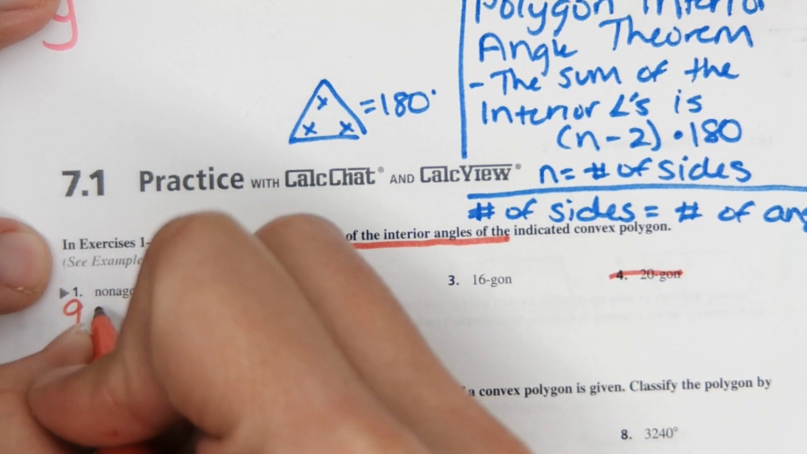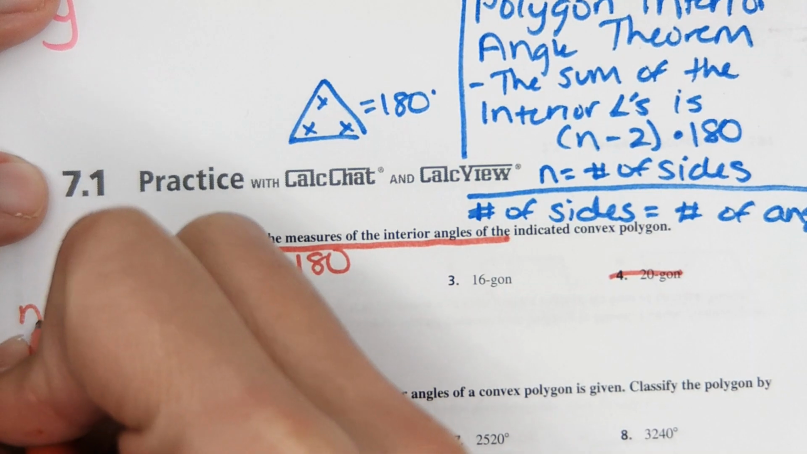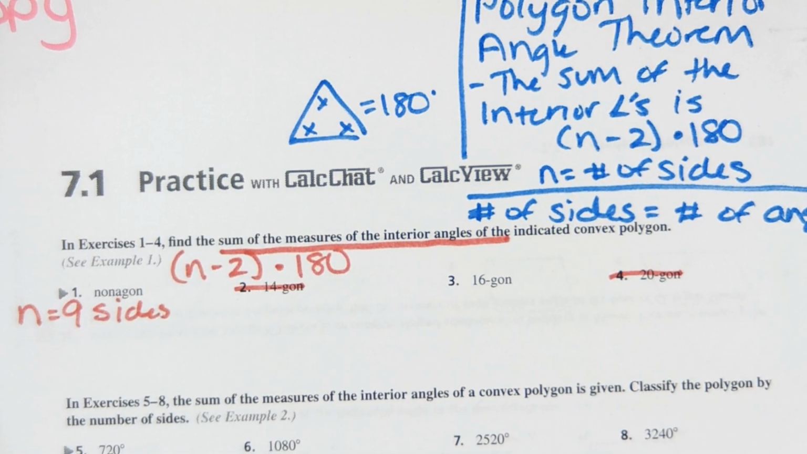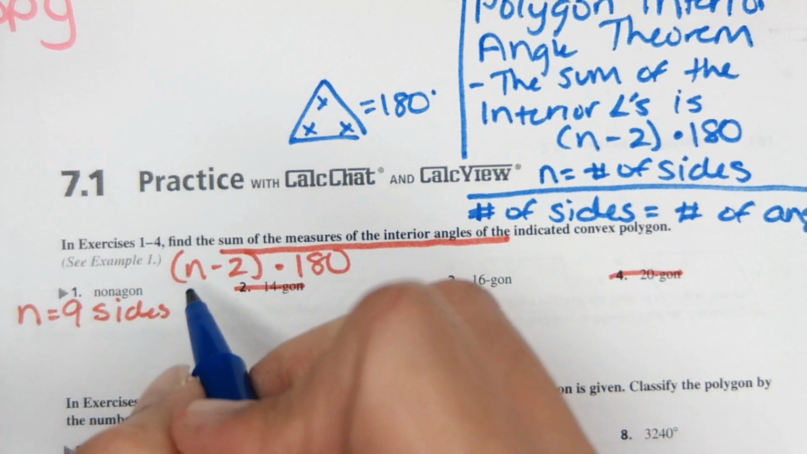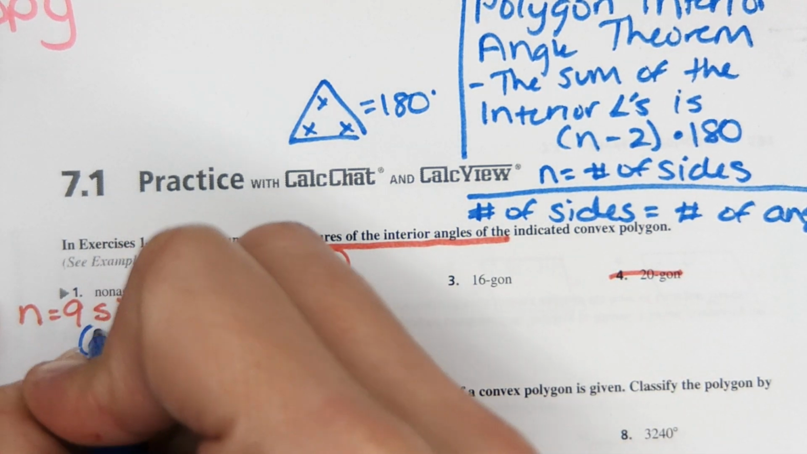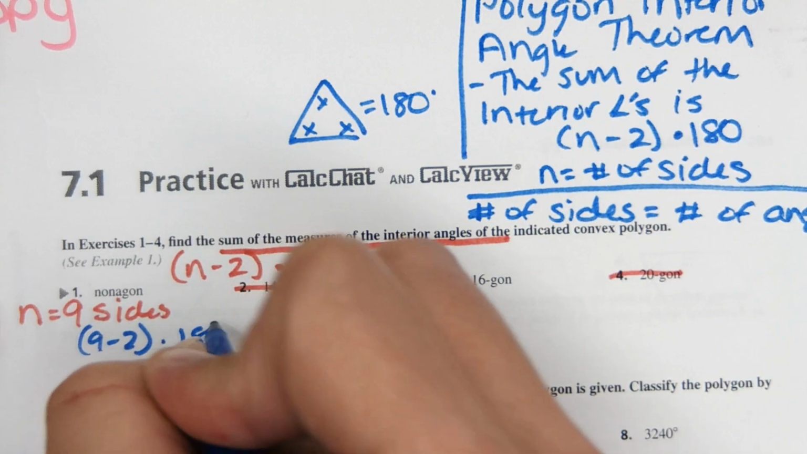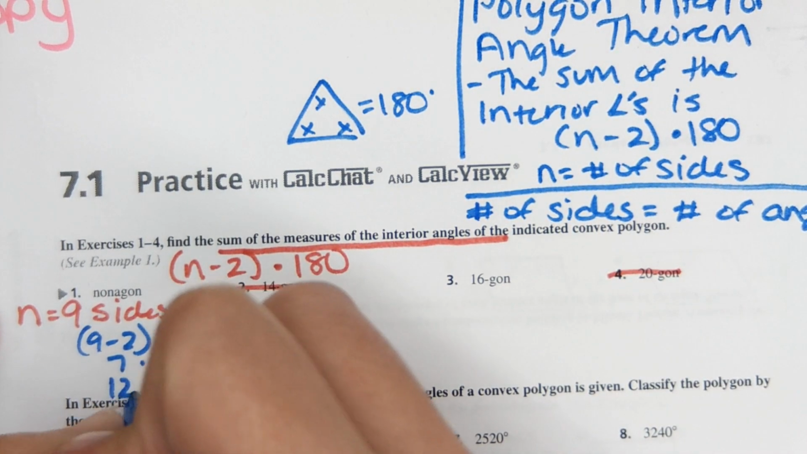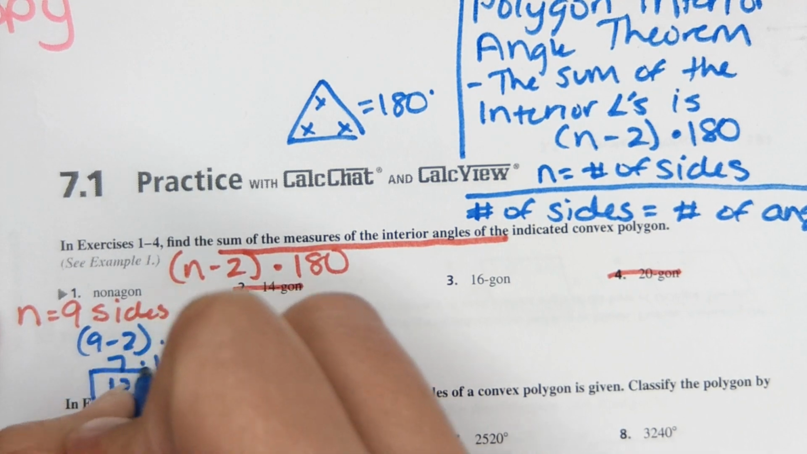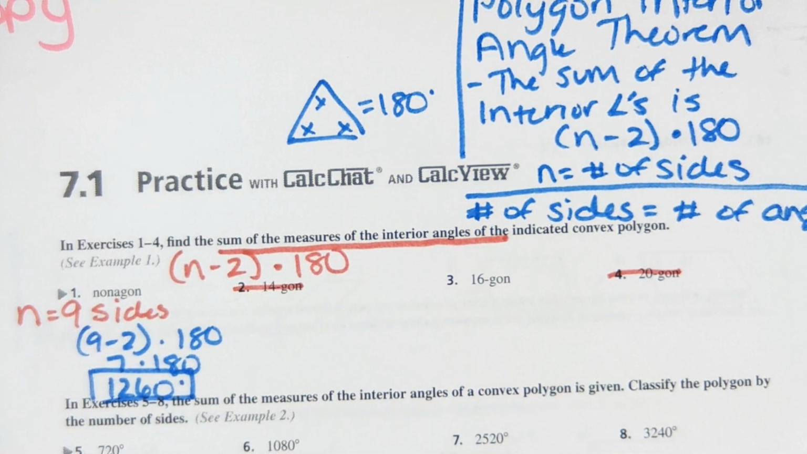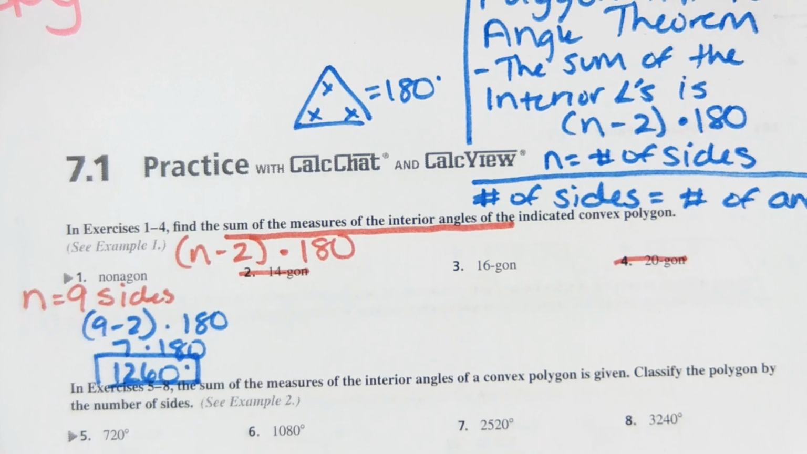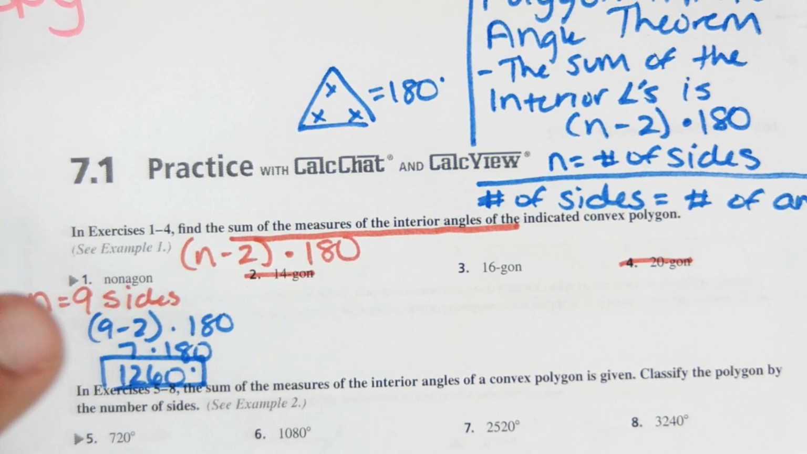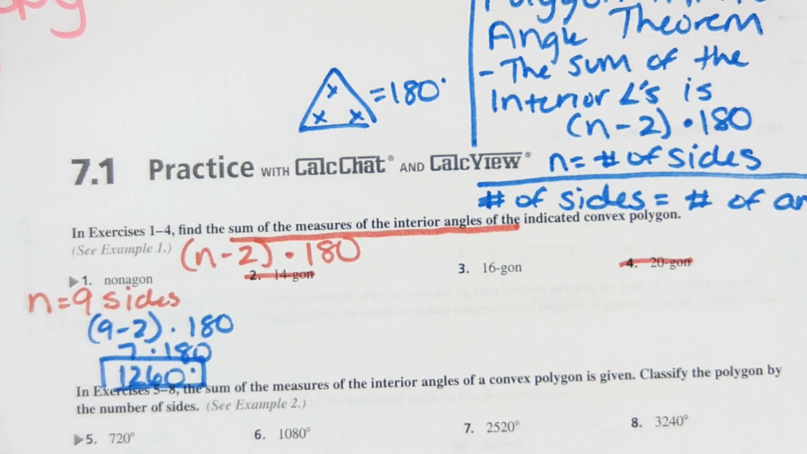Number 1 says nonagon. A nonagon has 9 sides, so n will equal 9. Then we plug that 9 into this equation: 9 minus 2 times 180. 7 times 180 is 1,260 degrees. So for a nonagon, all the angles add up to 1,260.